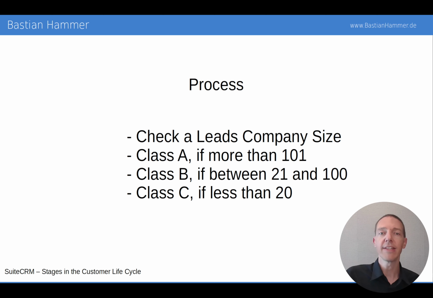So if a lead's company size is less than 20 people, then it would be a class C lead. If it's between 21 and 100 people or employees, it will be class B, and a class A lead would be more than 101 people. But as I said, there are completely different options. Sometimes points work better. Sometimes it works better to think in classes and so on. You'll just have to figure out what works best for you. So let's try to implement this process.